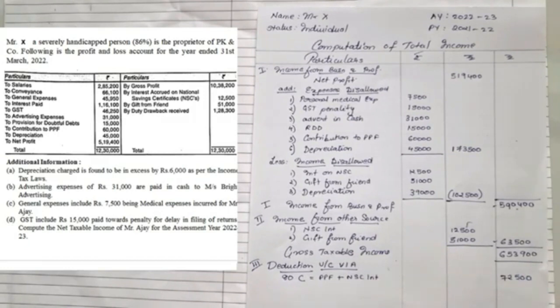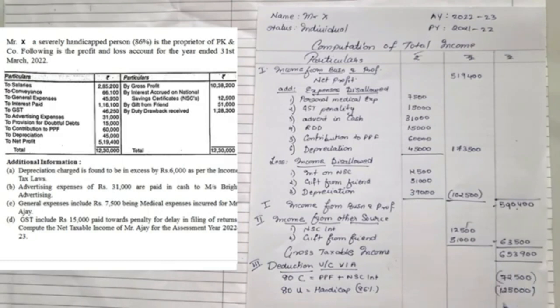Secondly, now it is given that Mr. X is a severely handicapped person with 86% disability. Now he himself, so 80U, okay, he is severely disabled, and the disability is 86%. So since it is more than 80%, you will get a complete lump sum deduction of 1,25,000. So that's it. There are two deductions.